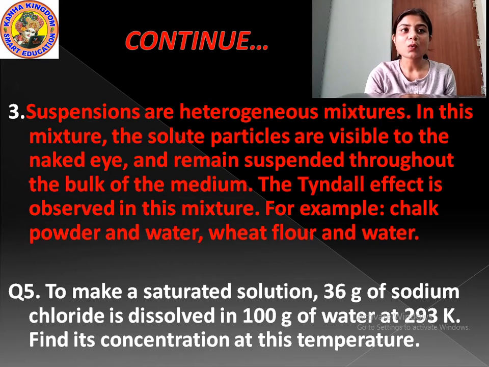Okay? Question number 5. To make a saturated solution, 36 gram of sodium chloride is dissolved in 100 gram of water at 293 Kelvin. Find its concentration at this temperature.